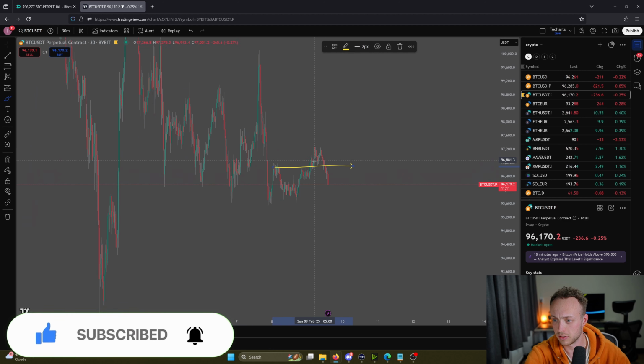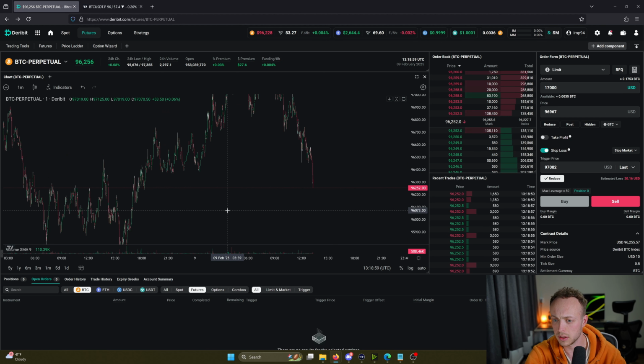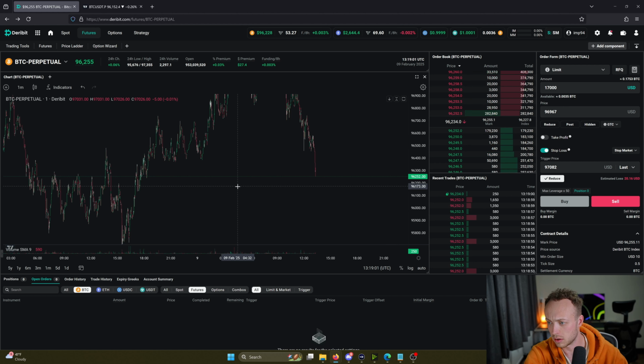We gained this level right here. So I'm interested in the long here. So let's go quickly to Deribit before we miss the trade opportunity. Let's fine tune it here. All right.